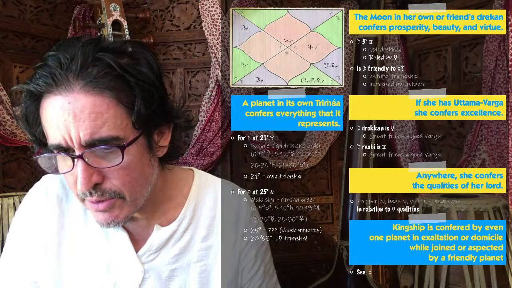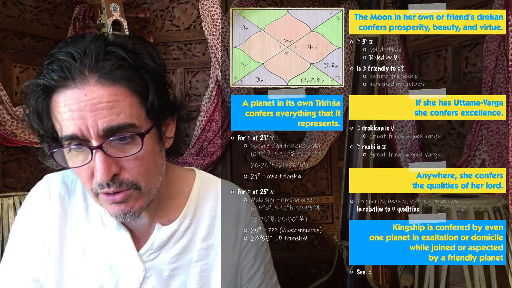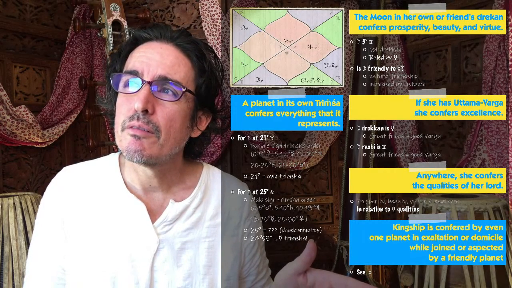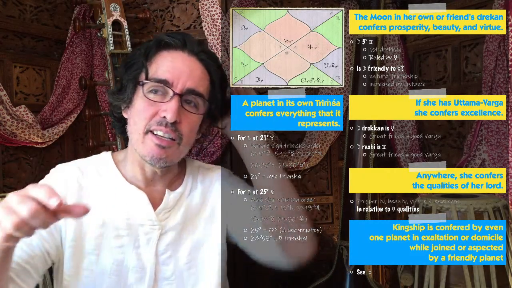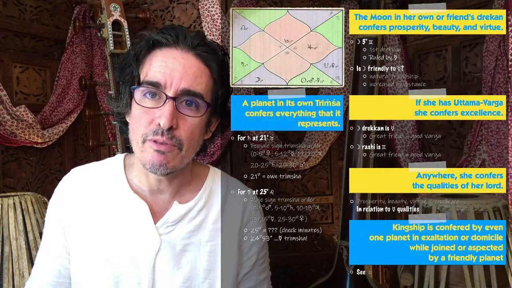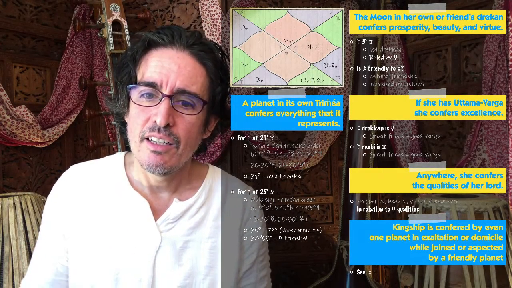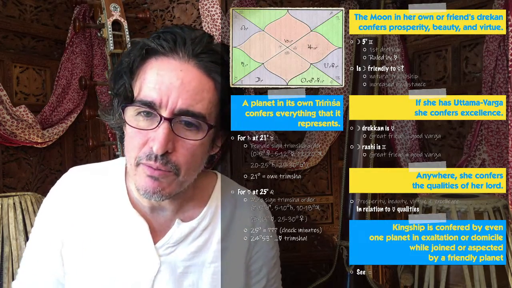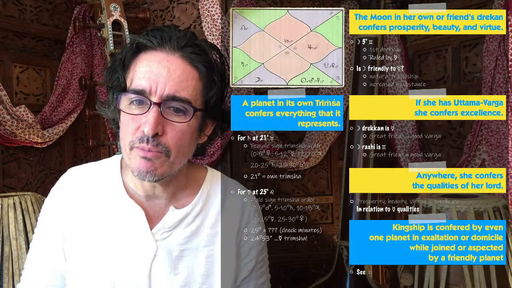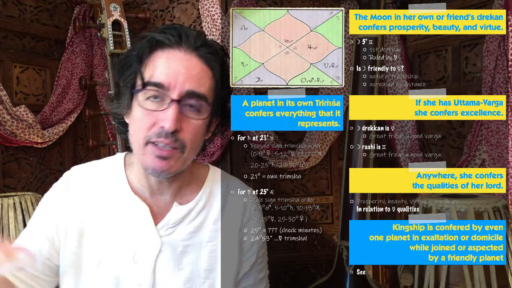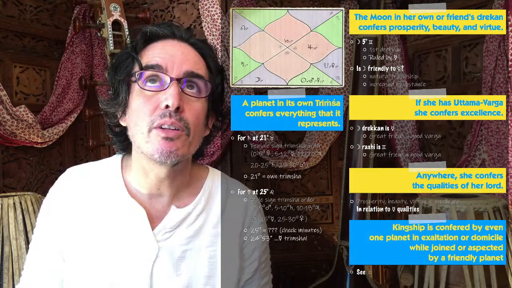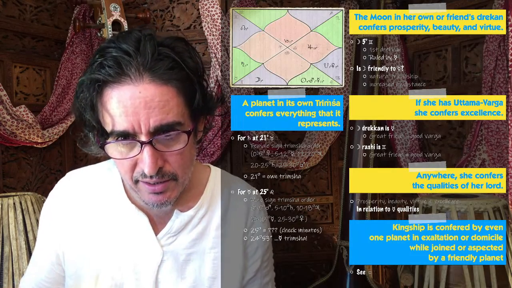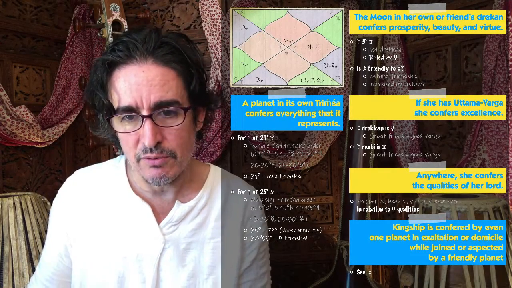Did we discuss placements where the Drekkana and Trimshamsa lords are the same? No, but the basic principle will then be... Yeah, that's a very good question because it clarifies what is meant by Vargottama or Uttama Varga. Vargottama is where the Varga sign is the same as the base sign. That's probably what it means by Uttama Varga also. Not Uttama Amsha, but Uttama Varga. It boils down to the same thing as what I explained already. But it would be a simpler explanation to translate this as: if she has Vargottama, she confers excellence.